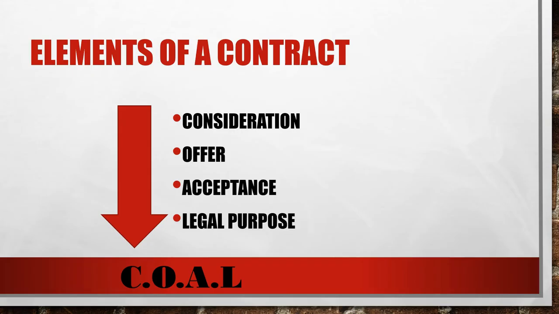Okay, so for the elements of a contract, I like to use the acronym CALA to remember the major elements that a contract must have in order for a policy to be enforceable. You have to have a consideration, you have to have an offer and an acceptance, and there has to be a legal purpose. The contract must have all of these elements, otherwise it will not hold up in the court of law.